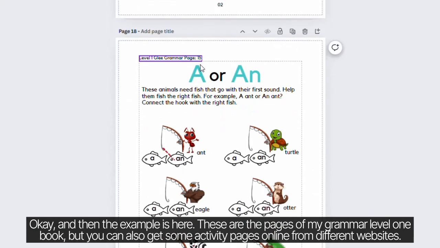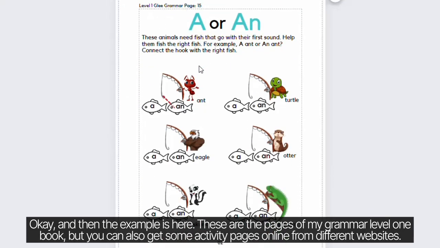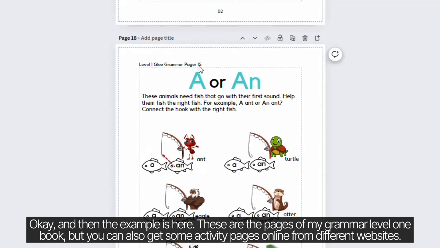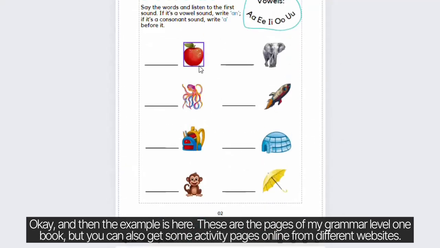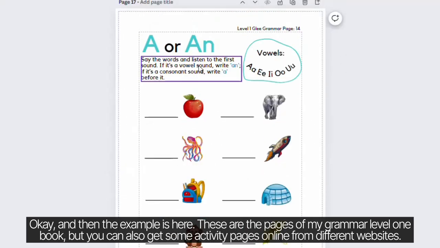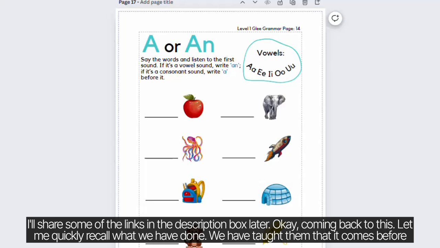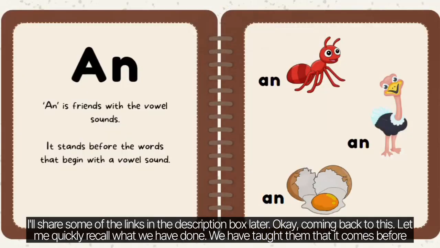Okay. Another example is here. These are the pages of my grammar level 1 book, but you can also get some activity pages online from different websites. I will share some of the links in the description box later.